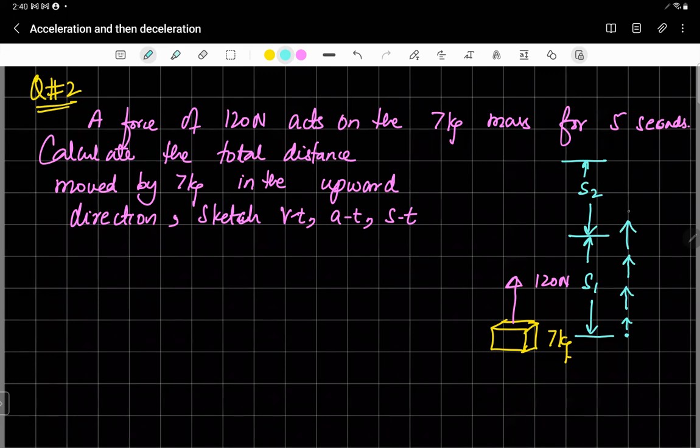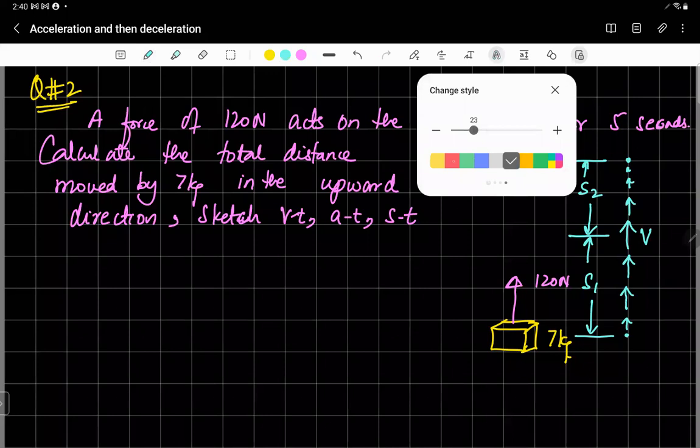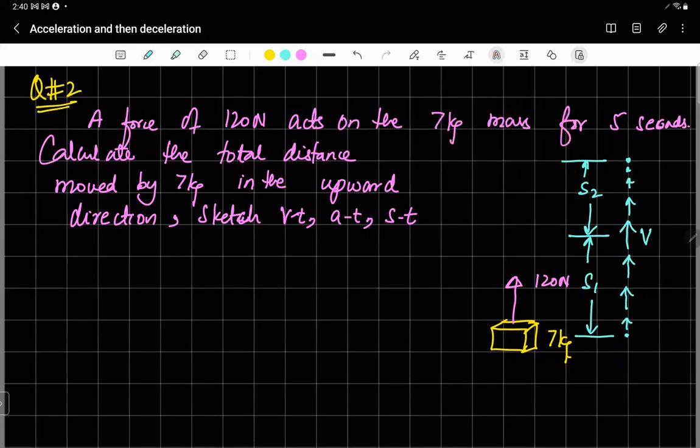So in stage number 2, its velocity will start decreasing, becoming 0 again. We call this velocity v at the end of t equal to 5. This velocity is the final velocity for stage number 1, and it is the initial velocity for stage number 2. We will call the time t1 for stage number 1. For t1 we know it's 5 seconds, but we do not know the value of t2.